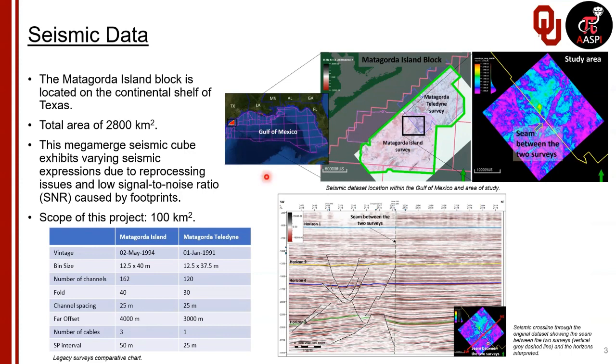We don't have the processing reports of these surveys, but we do have some information about them. For example, the bin size, which is slightly different, a very small difference, but there is a difference in the number of channels, in the fold, and so on. And here is a representative cross line of the mega merge in which we can see a difference at both sides of the seam. We can see that we have brighter amplitudes at the left area of the line, and we are going to focus on that difference.